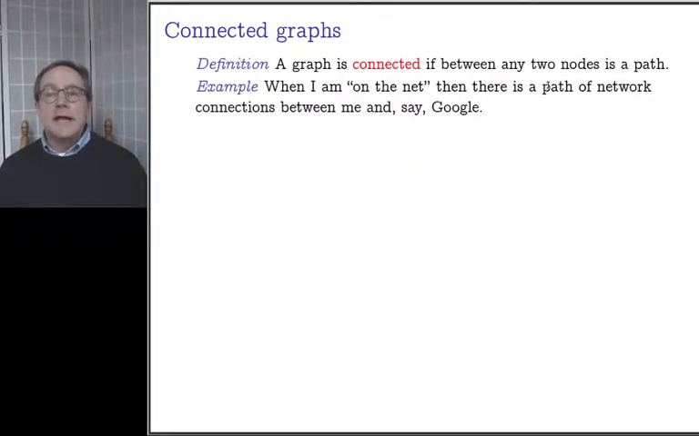A graph is connected if between any two nodes, any two vertices, there's a path. An example is that when you're surfing the net, with your web browser up, and let's say you're looking at Google, then there's a path of network connections between me and Google. You can trace a route between your computer and the computer that you're talking to on the internet. So that's a typical example of a path, and a graph is connected if you can get from any one to any other. If somebody reaches behind your computer and cuts the yellow wire, you're no longer connected to the internet.